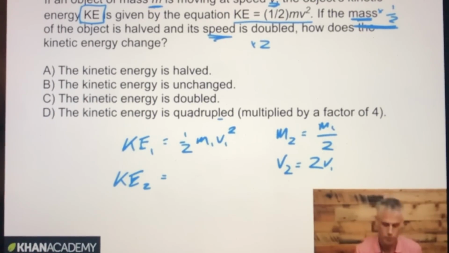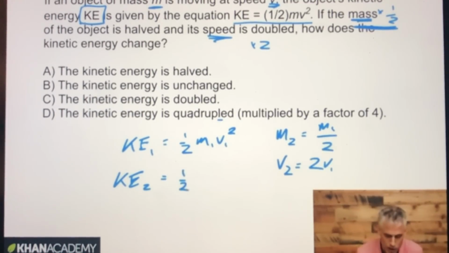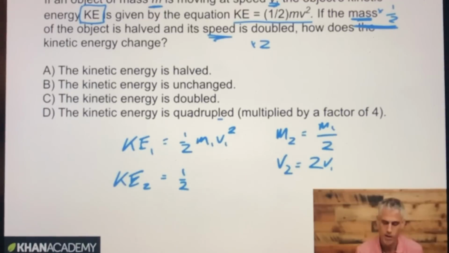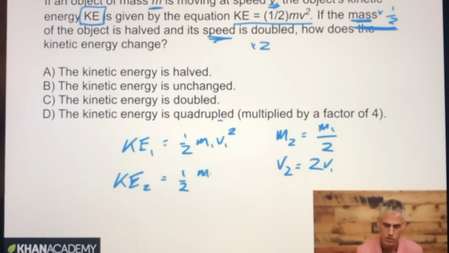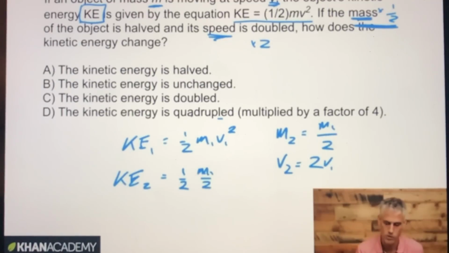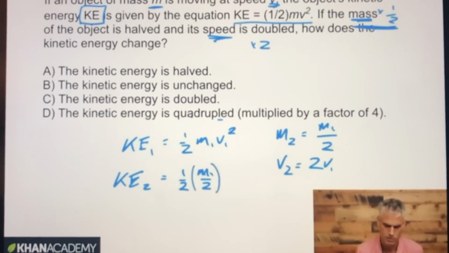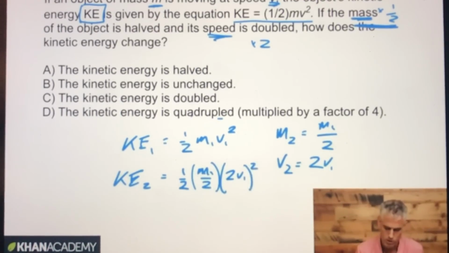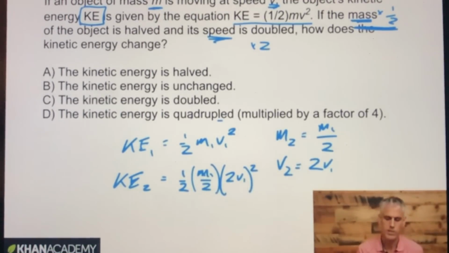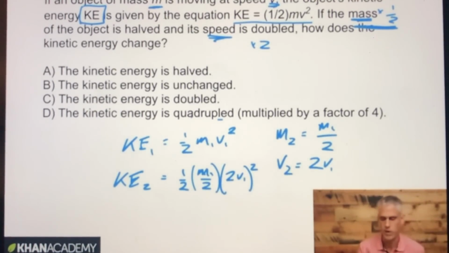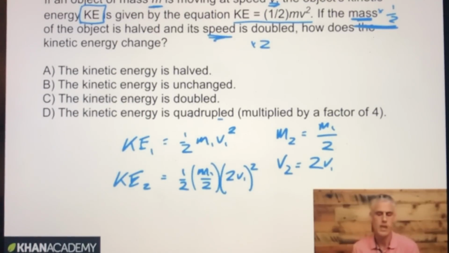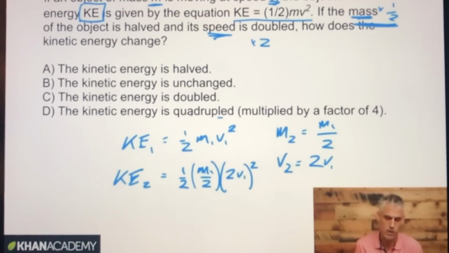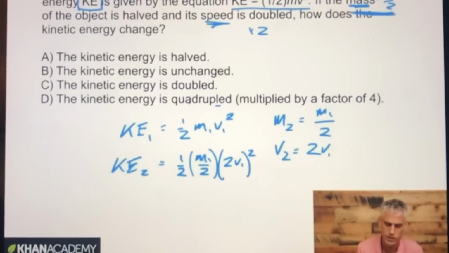Let's just go ahead and do it. So let's see, 1/2, and KE2 is going to be with m2, so that's m1 over 2, times v squared, which is 2v1 squared. And we see that it isn't just unchanged. But the point I want to make here is that a special strategy is to plug in some stuff.